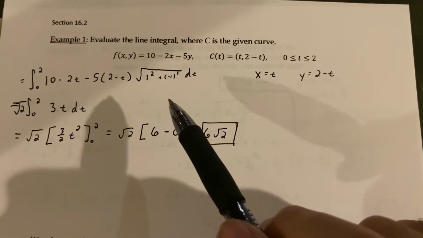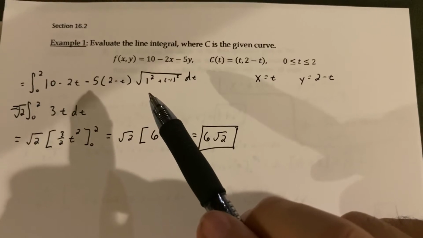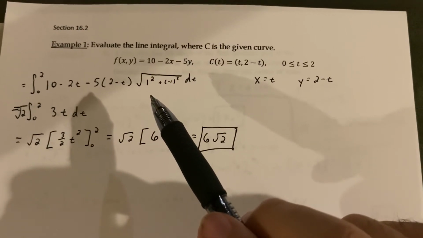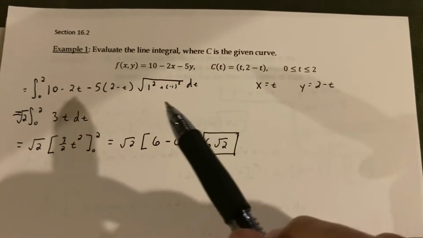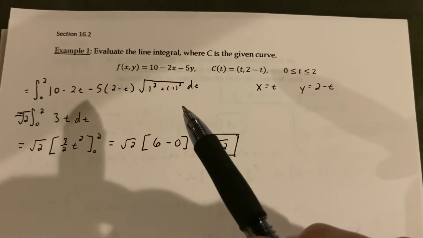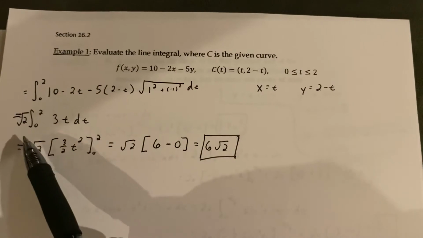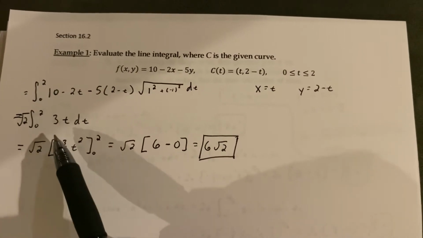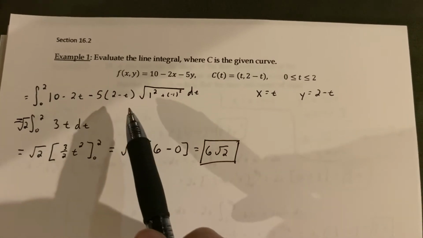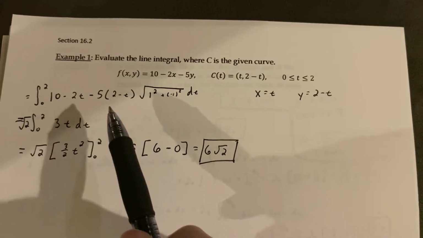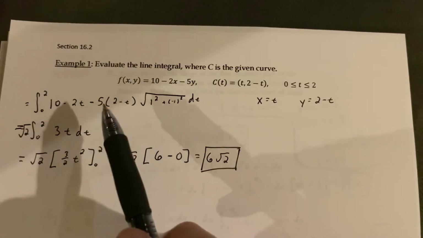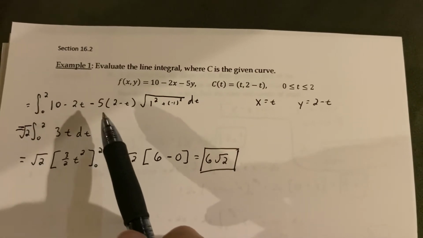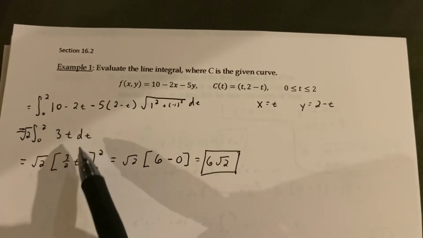The derivative of x with respect to t is going to be 1. The derivative of y with respect to t is going to be -1. Square both of those and you get 2, so I pulled the square root of 2 outside. The integral from 0 to 2, I combined like terms: 10 minus 2t minus 10, so 10 minus 10 goes away, and minus 2t plus 5t is just 3t.